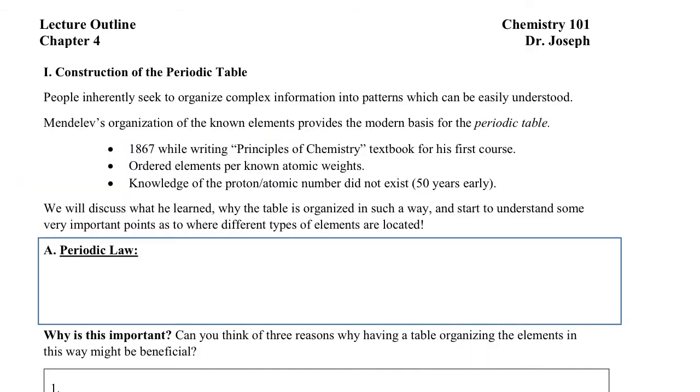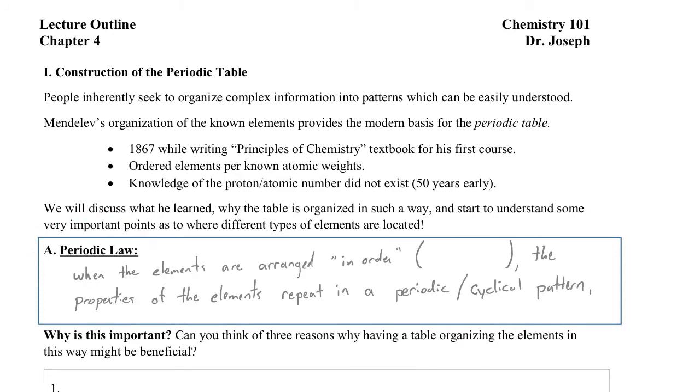Now, what exactly was this missing key that finally unlocked our ability to organize the elements? It happens to be something we now call the periodic law. It says this: when the elements are arranged in order, the properties of those elements will repeat in a periodic pattern. What this is saying is if we take all of the elements and arrange them into a very particular order, which we need to talk about further, we can look at the properties of the elements and we'll see a pattern.